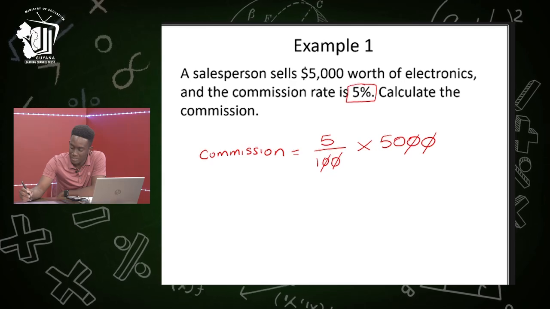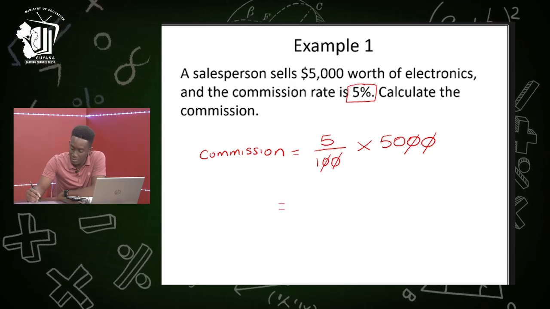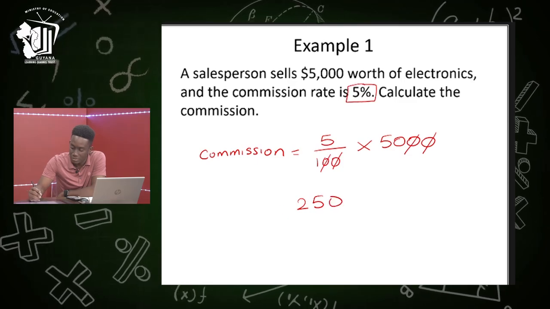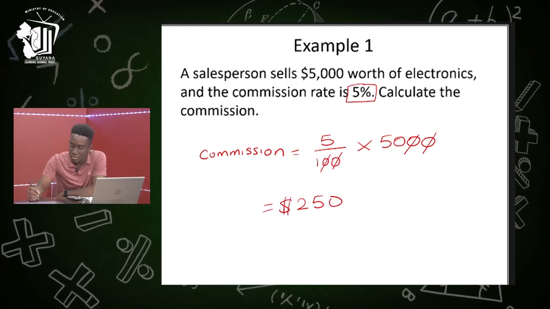5 multiplied by 50 would give me $250. So the commission that the salesperson received based on the $5,000 worth of electronics that they sold is $250. And that is how you calculate commission. As easy as that. So let's look at another example.